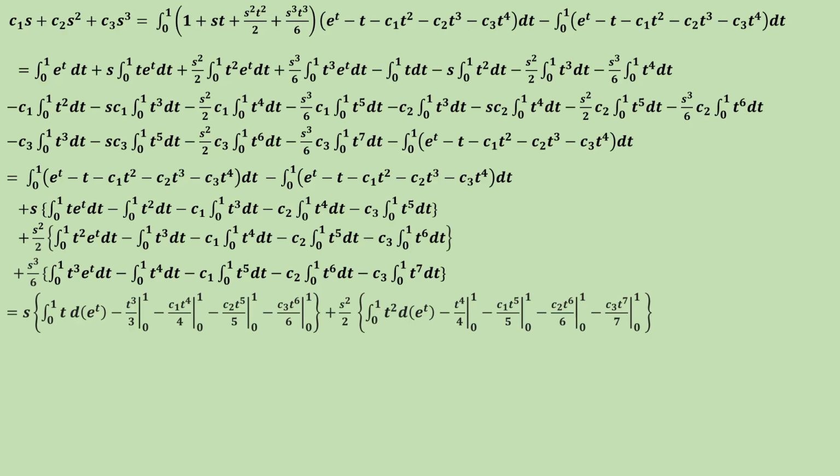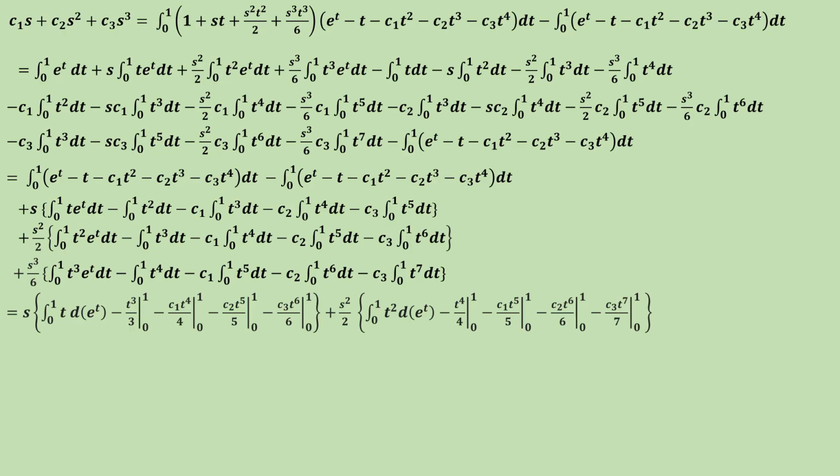So remaining, you are having the s term. First, s into integral 0 to 1 t e power t dt can be written as derivative of e power t, minus t square dt integral is t cube by 3, lower limit 0 upper limit 1, t cube integral is t power 4 by 4, minus c1 t power 4 by 4 lower limit 0 upper limit 1, then t power 4 integral is t power 5 by 5, c2 t power 5 by 5 lower limit 0 upper limit 1, then integral t power 5 is t power 6 by 6 minus c3 t power 6 by 6 lower limit 0 upper limit 1.